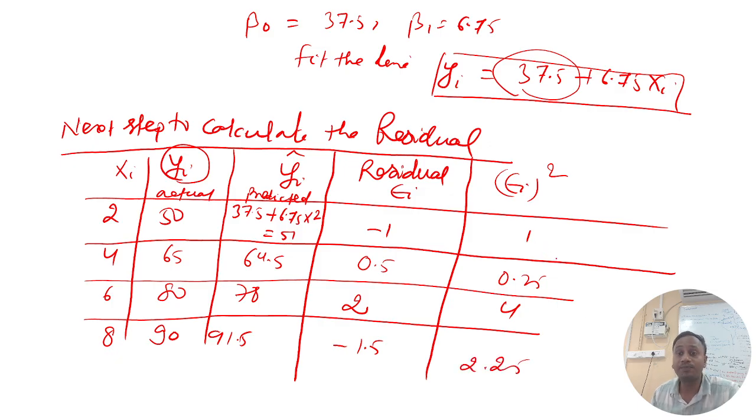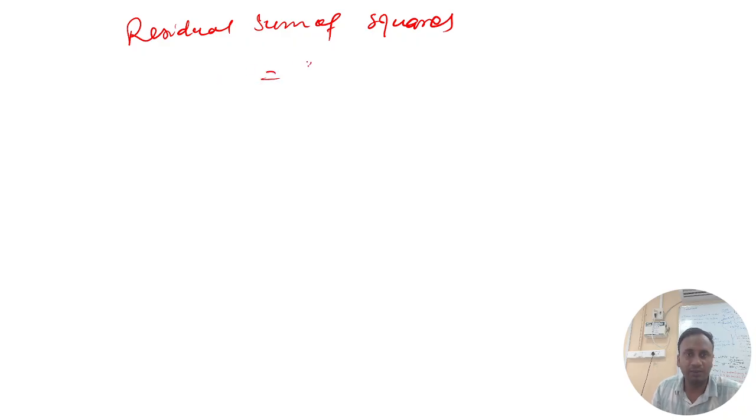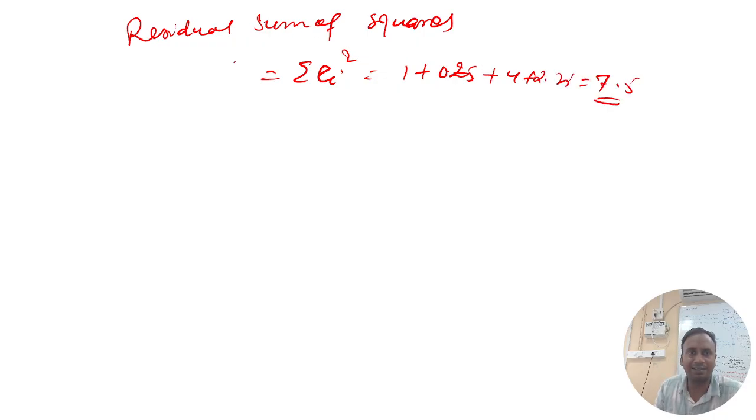So now we got the values of the residual error squares. What is going to be the next step? The residual sum of squares will become the summation of ei square: 1 plus 0.25 plus 4 plus 2.25. It becomes 7.5. So we got RSS.